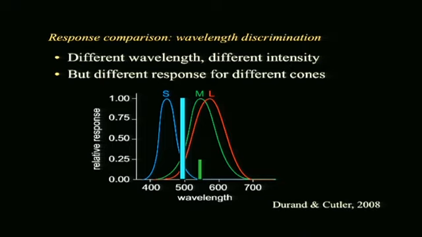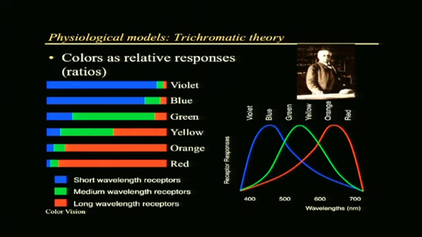Imagine this green photoreceptor. The photoreceptor has exactly the same activation for this green stimulus and for this blue stimulus. So a bad stimulus, the blue stimulus, if it's strong enough, can activate as much as a green stimulus. So the photoreceptor does not know. So it's impossible to have color perception just based on one photoreceptor.